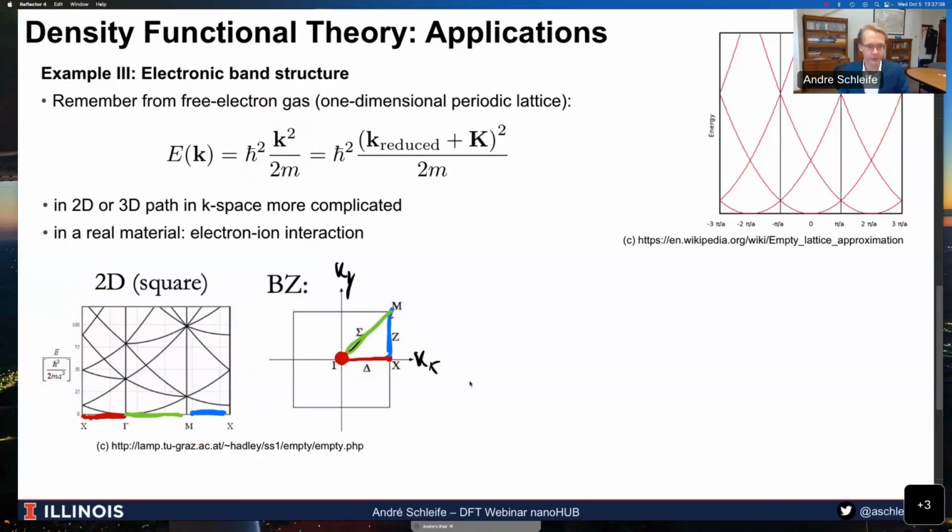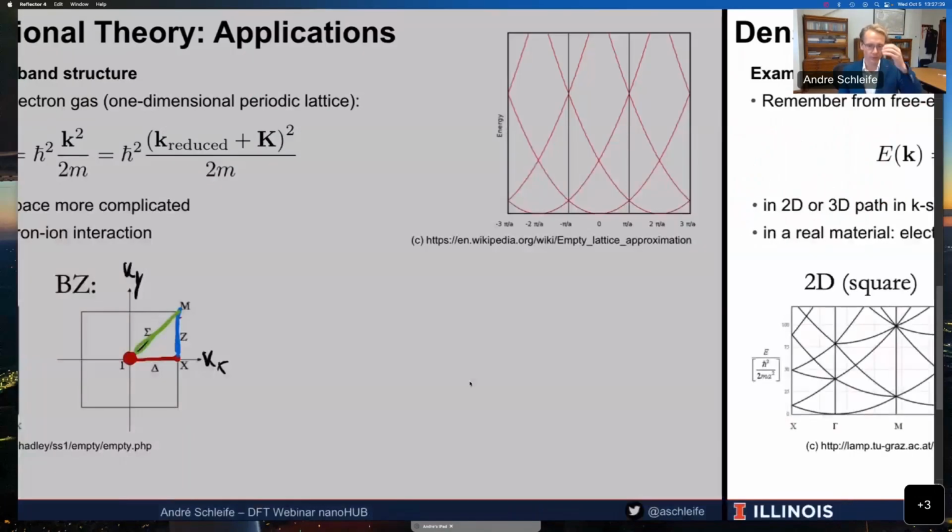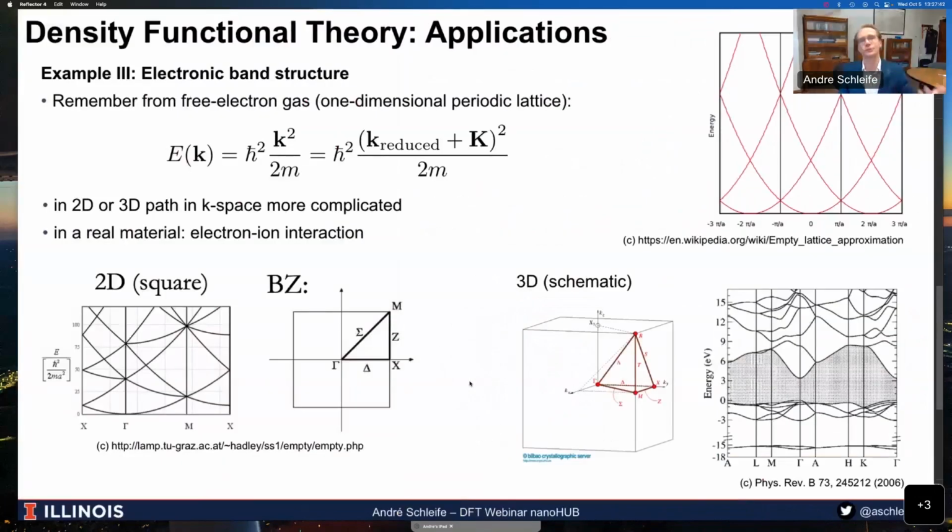Now in 3 dimensions, it gets a bit more complicated because now we have a 3-dimensional Brillouin zone, which is shown here schematically. This is, again, I believe for a cubic lattice. I took this, by the way, from the Bilbao crystallographic server. They have very nice illustrations of these Brillouin zones. Anyway, so you have a 3-dimensional Brillouin zone. That means our path along high symmetry lines that we pick is now in 3 dimensions, right? Those lines go through 3 dimensions. But the idea is the same.